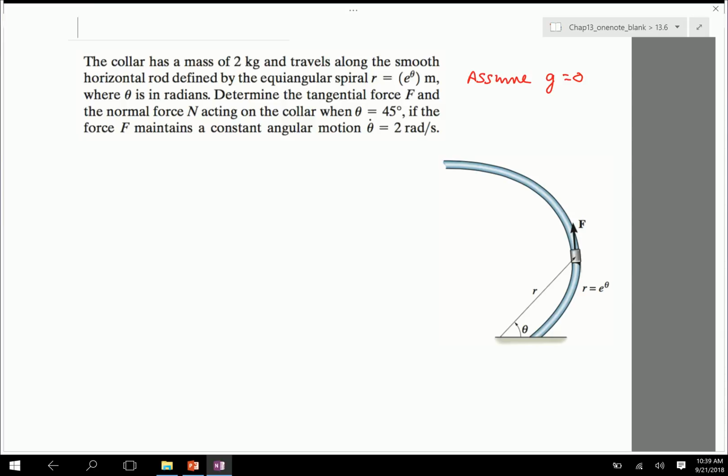Okay, so here is an example of a problem where the tan psi comes into the picture. The collar of mass 2 kilograms travels along a smooth horizontal rod. So it's a smooth horizontal rod, which means the friction force is negligible. It is defined by the spiral r equals e raised to theta. Determine the tangential force and the normal force acting on the collar when theta is 45 degrees, if the force F maintains a constant angular motion of theta dot equals 2 radians per second.